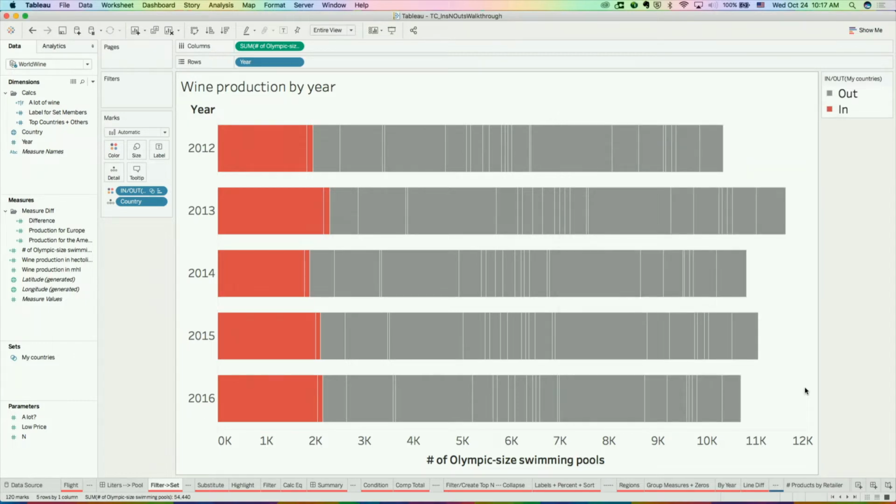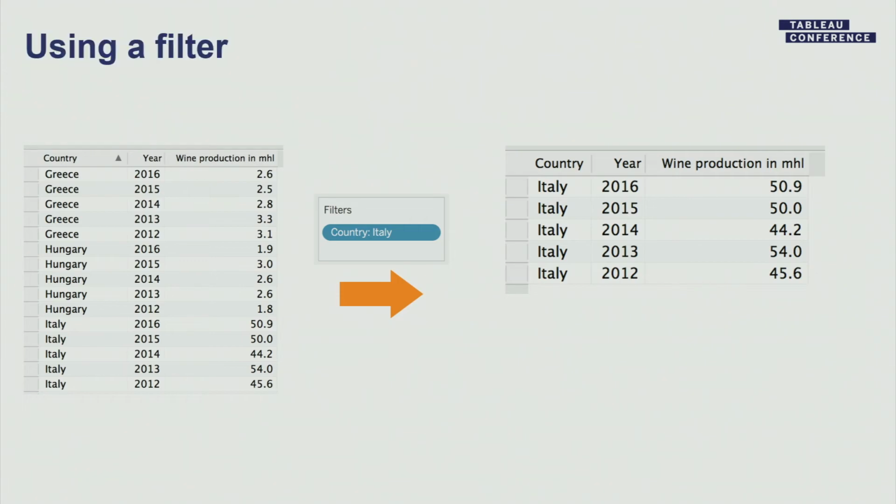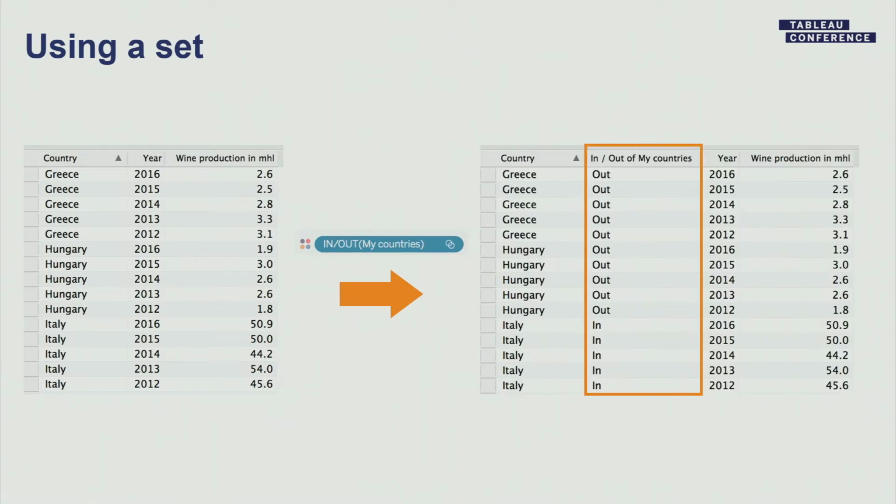So what just happened? Let's go back to our deck and walk through this step by step. Initially, I used a filter to learn more about Italy, but this ended up removing all rows for which I have no value matching the Italy string. So from 120 marks, we ended up with 5 marks in the viz. When I use the set, we created this new column in our table. This new column subsets the country field into 2 groups: countries in my set and countries out of my set.